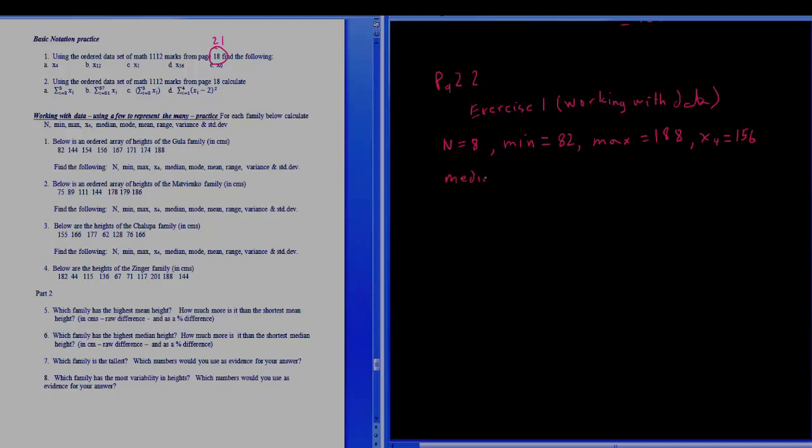Median is the middle number. So if we look here, we have the first, second, third, fourth, fifth, sixth, seventh, eighth. So the middle is right here. We take 156 plus 167 divided by 2. I'm going to get them halfway between 156 and 157. And that'll equal 73.